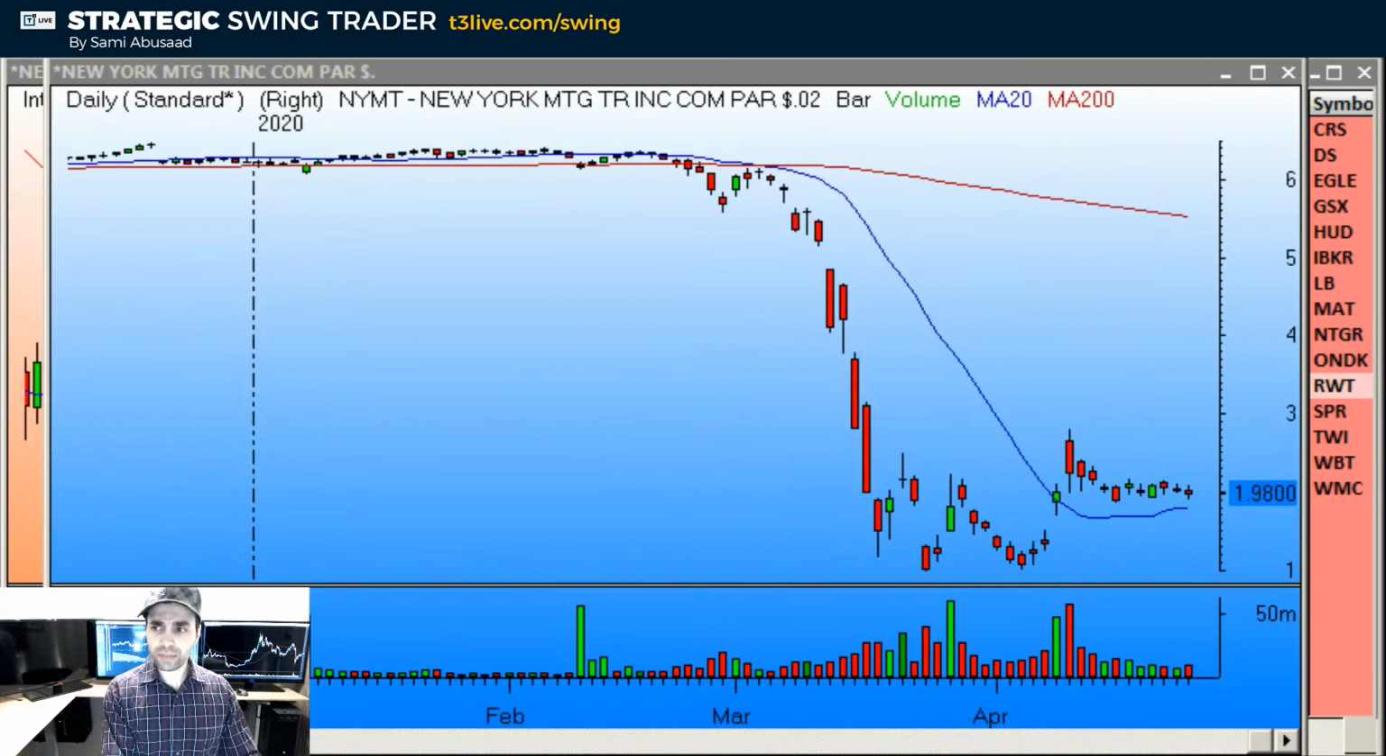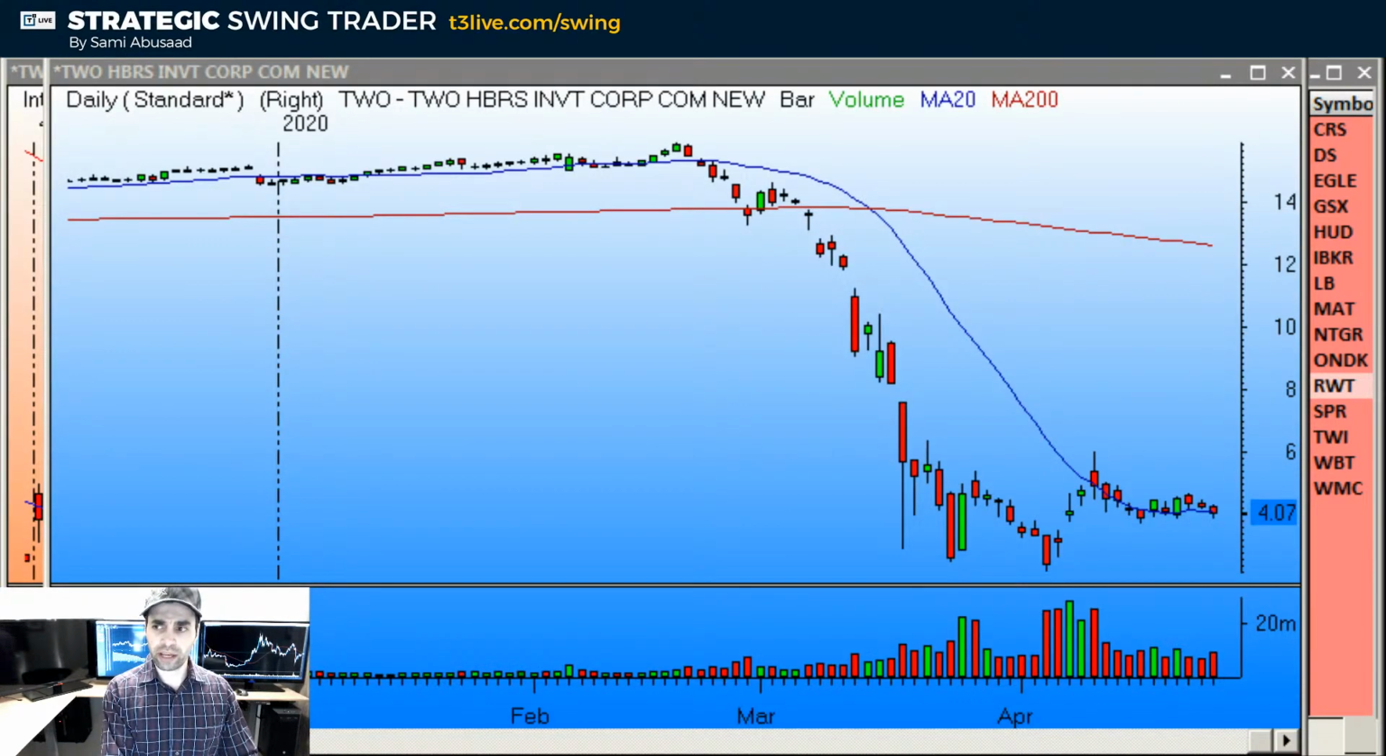NYMT, TWO. Look at how they collapsed. Probably like a 90% drop in a lot of these. And there's 30 of them. I have a list because I often trade them, but not recently. I haven't actually traded them.